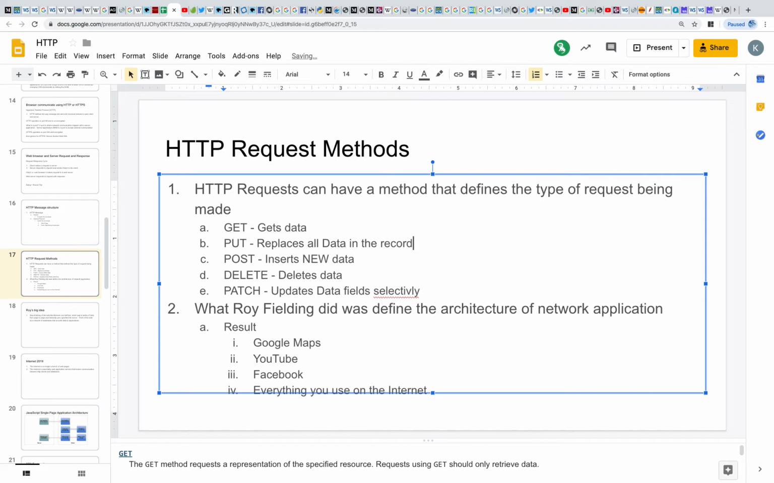PUT and PATCH sound a little similar, but they're not. PUT will replace the whole record. If I send a PUT request to a server, I'm going to expect that it's going to completely replace the record that I'm trying to update. But if I send a PATCH request, it will update a record, but it only updates the fields included in the PATCH request. So PATCH does individual field updates, and PUT replaces everything. PUT was originally there, but later they added PATCH to make it more efficient so you don't replace records all the time.